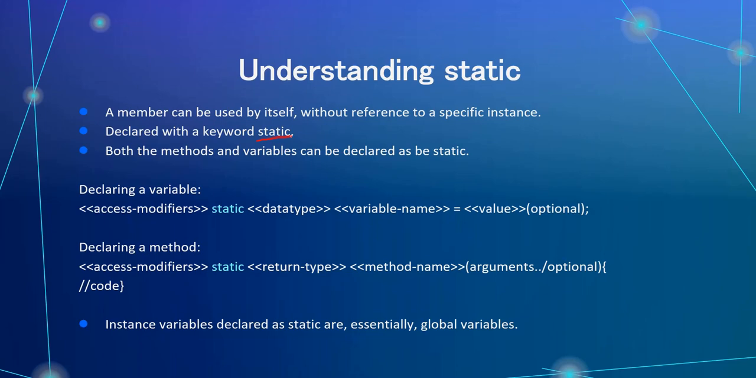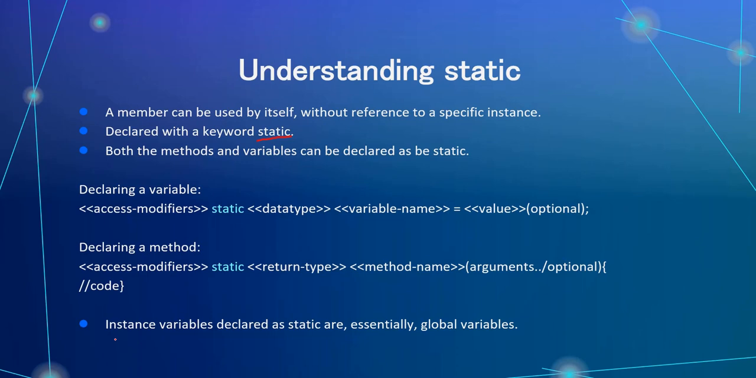Both the methods and variables can be declared as static. This is how we declare a variable and a method. We just prepend the keyword static to the declaration. And instance variables declared as static are essentially called global variables.